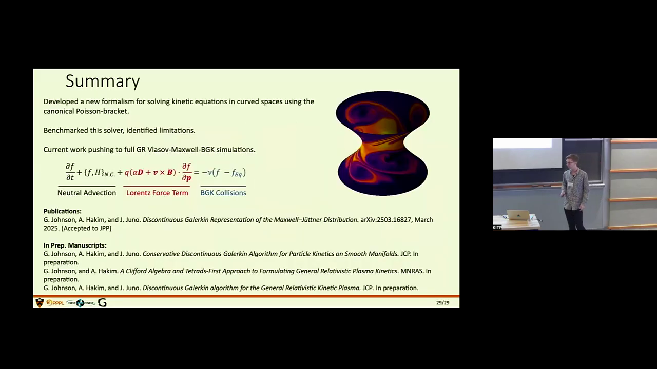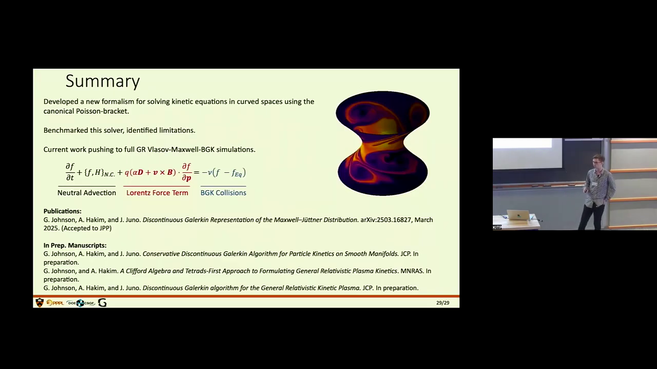In summary, we've developed a new formulation for solving the kinetic equation on curved spaces using this canonical Poisson bracket formulation. I've shown that it can be applied to both non-relativistic and relativistic limits, and that it has provable properties such as density conservation, momentum and energy conservation, and L2 stability properties. I've benchmarked the solver on a number of cases and identified limitations in using canonical coordinates overall.